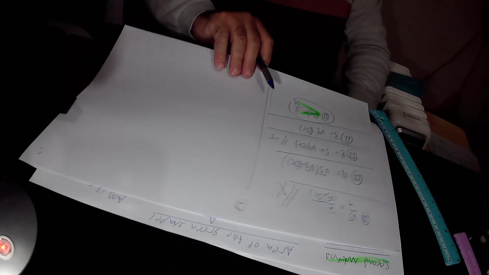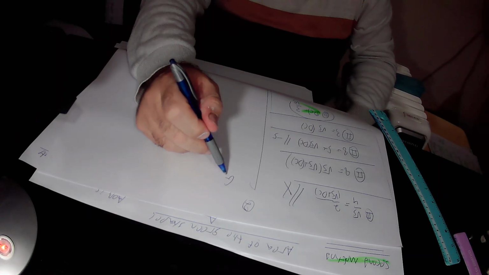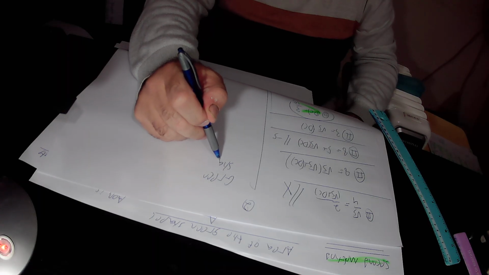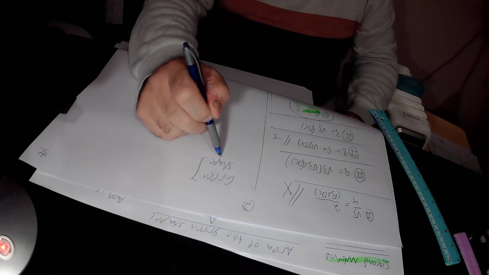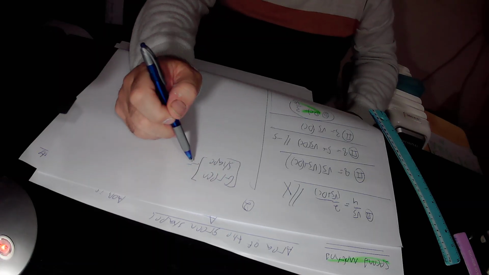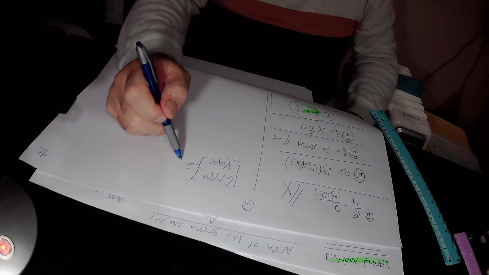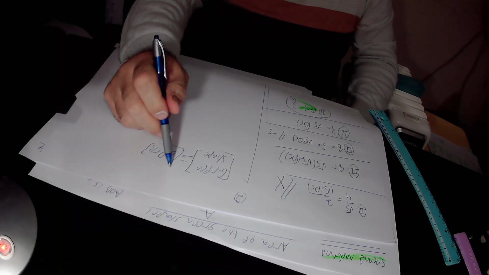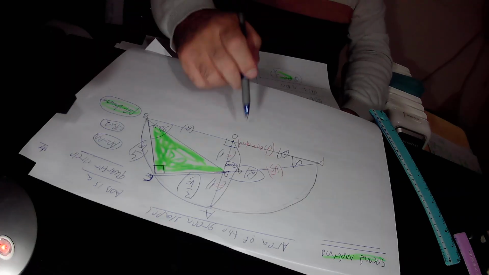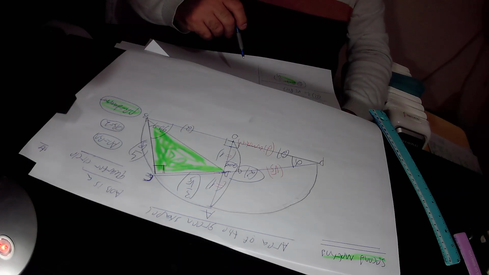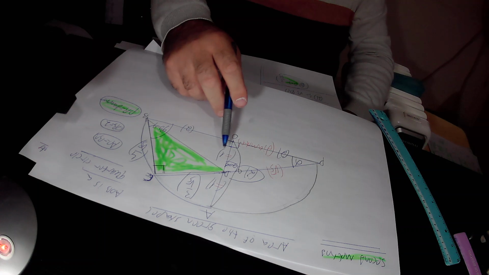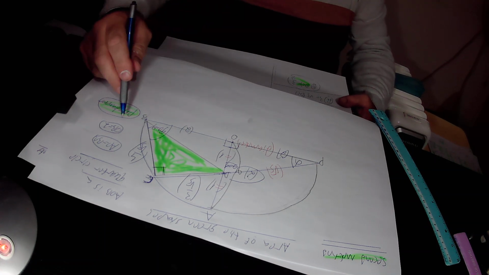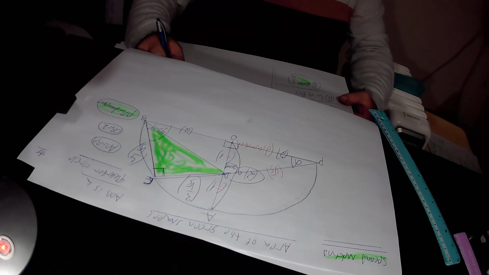And again, our task is to find out the area of the green shape. The green shape is actually the area of the green triangle DCB. We know that the area of any triangle equals the base of the triangle times the height over 2. We choose the base as DC, so it equals DC times the height, that is CB, over 2.